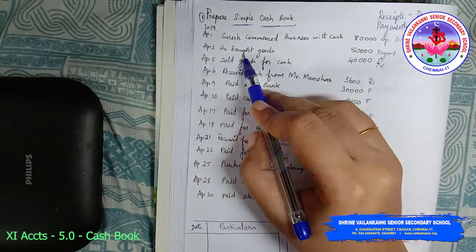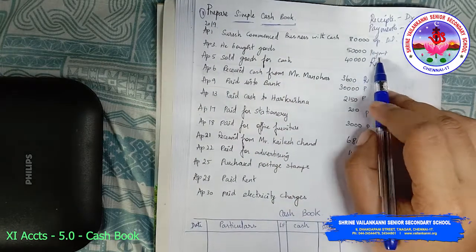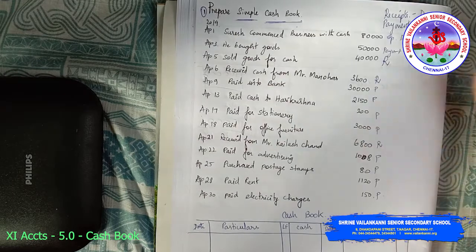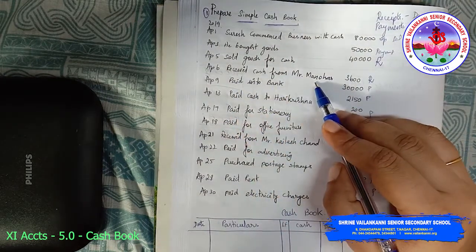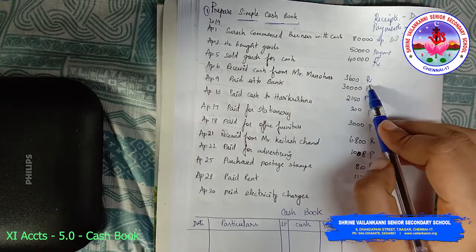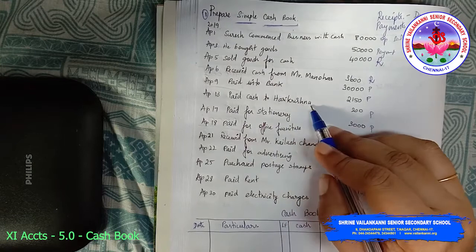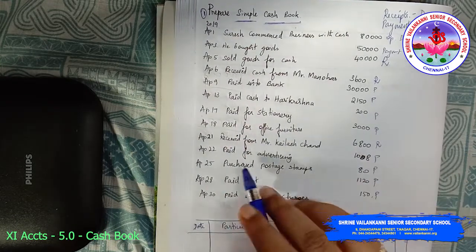He bought goods, purchases. It's a payment. Then sold goods for cash. It's a receipt because sales is a receipt. Received cash from Mr. Manohar, it's a receipt. Paid into bank, it's a payment. Paid cash to Hari Krishna, payment. Paid for stationery, payment. Paid for office furniture, payment.